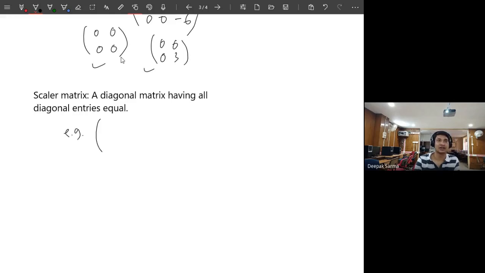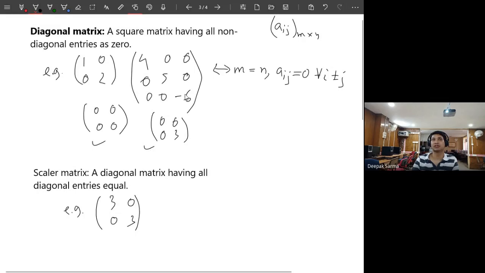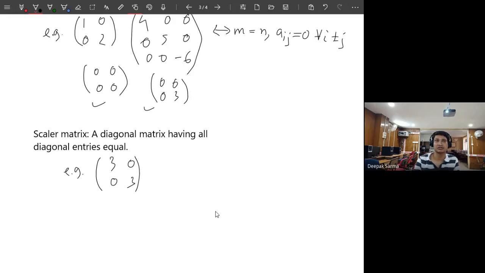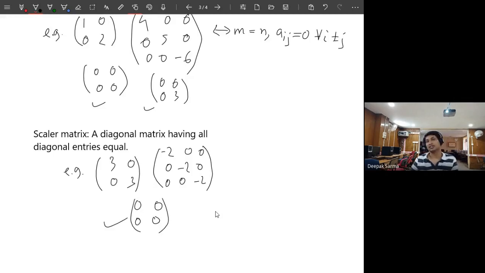If I write something other than that, suppose 3, 3, 3 and 0s elsewhere, this is a diagonal matrix. And again, as it is a diagonal matrix, it should be square. Scalar means diagonal besides all the diagonal entries being the same. Here this one is a diagonal matrix, but 4, 5, 6 are different entries. Here they should be the same. So again you can write a 3 by 3 also. Whatever number you choose, suppose you choose -2, -2, -2, all other entries should be 0 by definition. Also, you can write all 0s, same as before. It is also a scalar matrix.